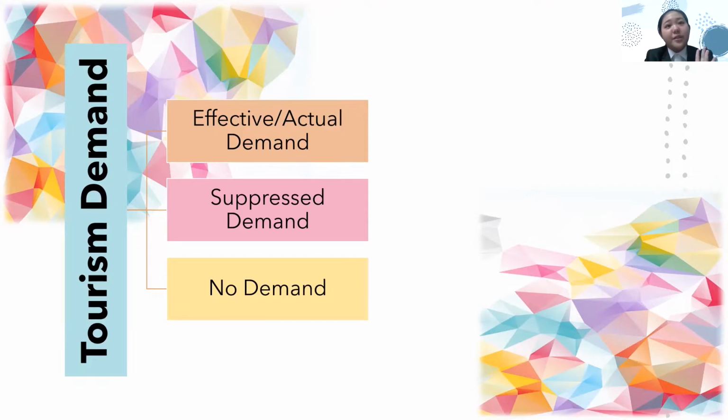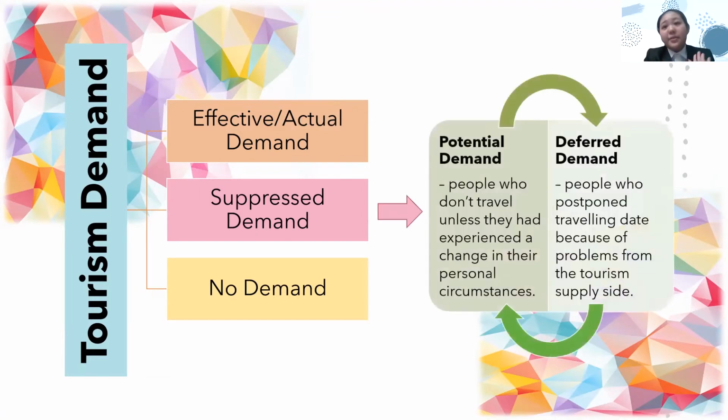The first one is effective or actual demand, which refers to people who are traveling and not facing any obstacles or concerns, making up the bulk of tourist statistics of a tourist attraction. Next, we have suppressed demand, which refers to people that wish to travel but are unable to due to limitations or restrictions, such as lack of time, not enough travel expenses, lack of interest, and many more. It is also further categorized into two more demands, which are potential demand and deferred demand.